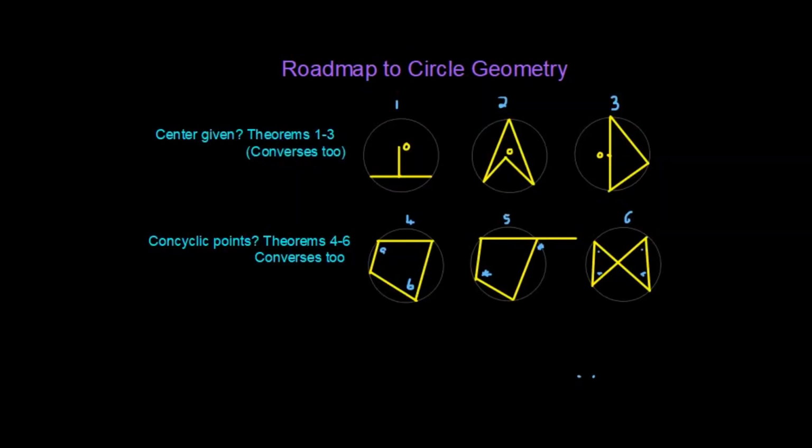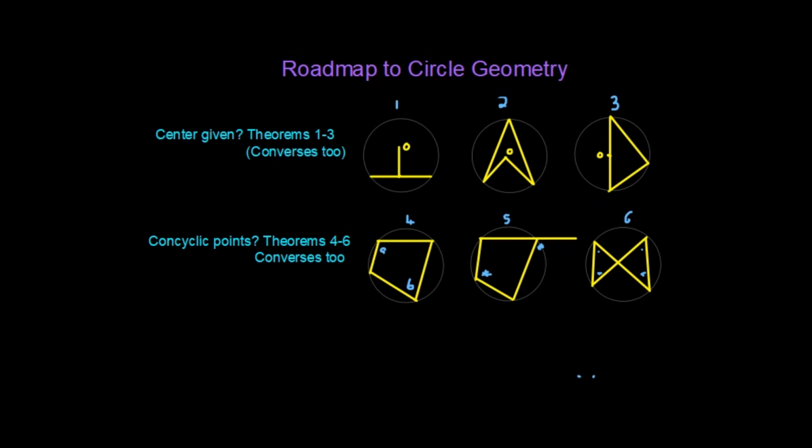Now, we are going to consider our next portion of the map. So once we've done with the center, or if the center is not even given, either or, we consider concyclic points. Now, that means, are there points on the circumference of this circle? And if there are 4 of them, then we form a cyclic quad. And what do we know about cyclic quads? Well, theorem 4 tells us A plus B will equal 180.